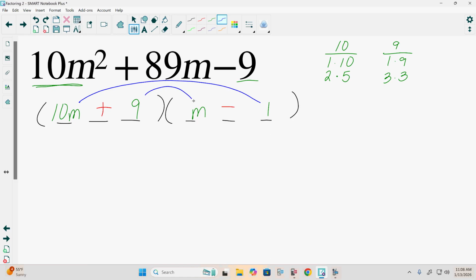Now 10m times negative 1, 10 times negative 1 would be negative 10m. 9 times m, positive 9 times positive m, would give us positive 9m. And negative 10m plus 9m is negative m. So that's not quite the middle term that we wanted. So we can switch the 1 and 9 and try it again.